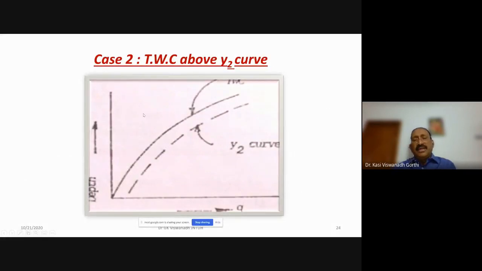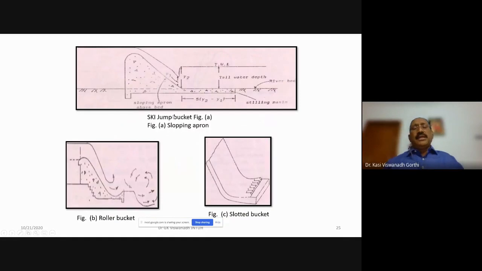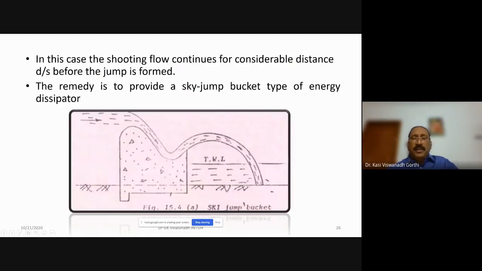So you have the case where TWC and Y2 are different, not coinciding, and for all discharges, the tailwater rating curve is above the Y2 curve. This is the case 2 that we are trying to look at. So for this, we may need to provide a sloping apron.